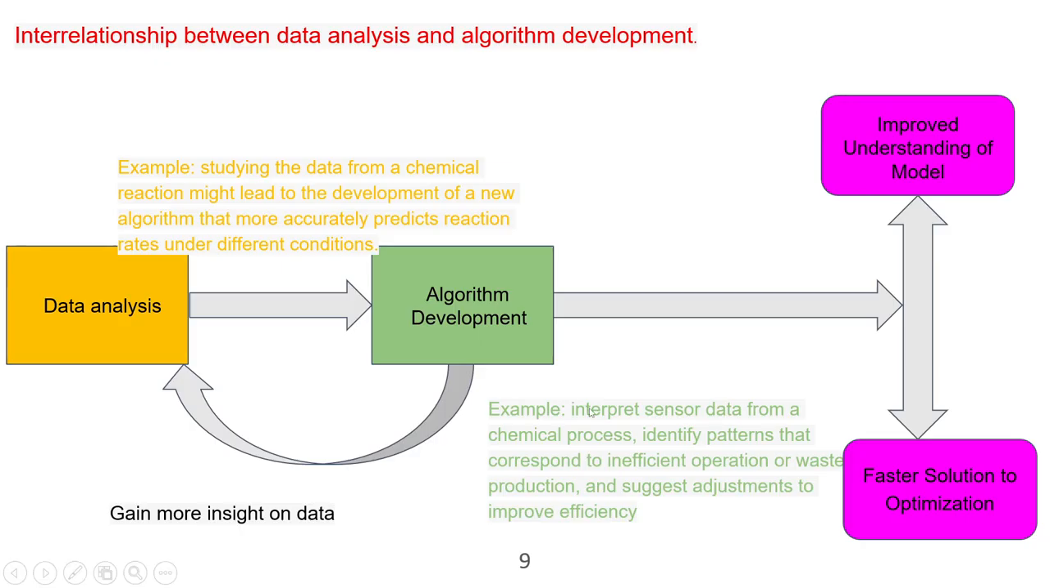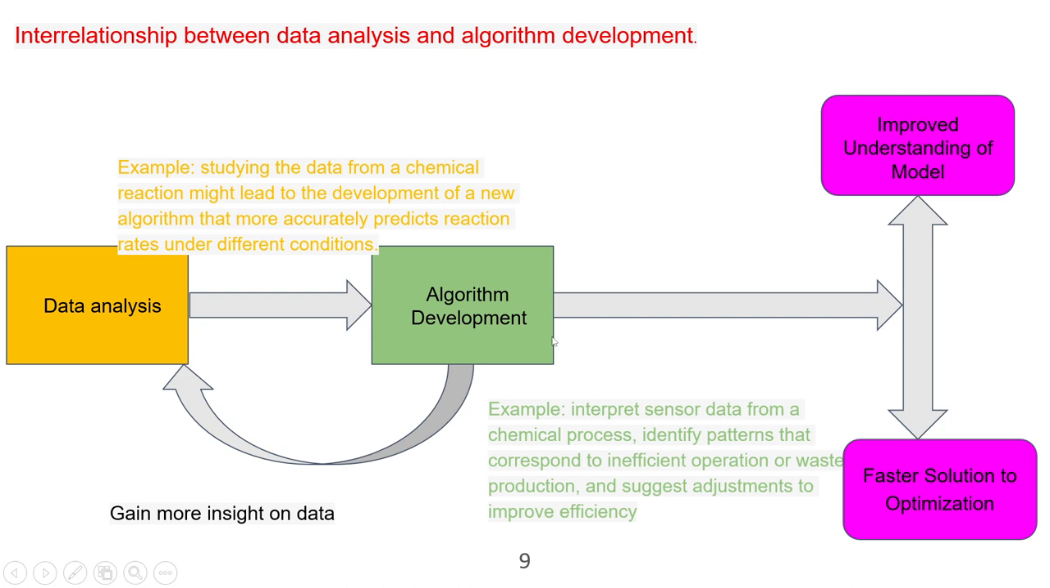There is some more about the interrelationship between data analysis and algorithm development. First, you can consider the results of the data analysis as the inputs for algorithm development. For example, studying the data from a chemical reaction might lead to the development of a new algorithm that more accurately predicts reaction rates under different conditions. And after the algorithm is developed, you can gain more insight on the data. So this is also an iterative process between data analysis and algorithm development.